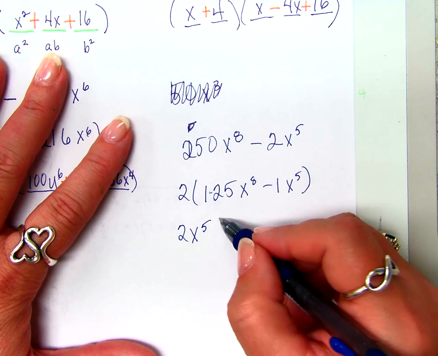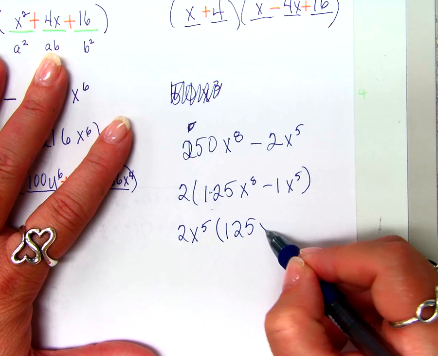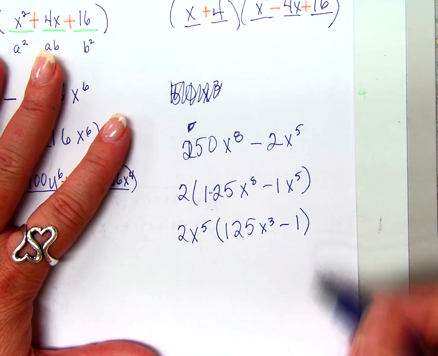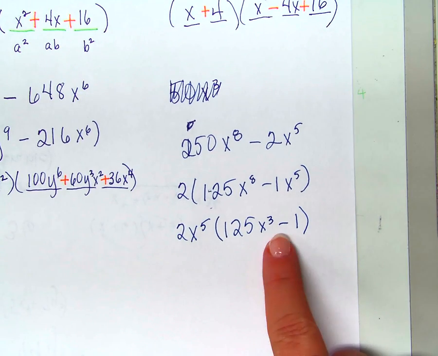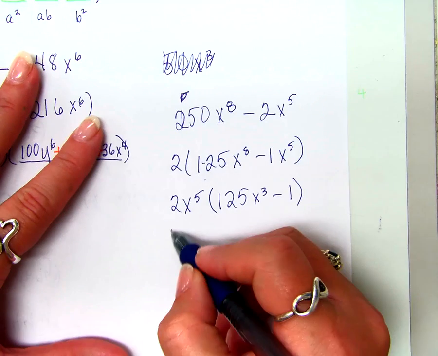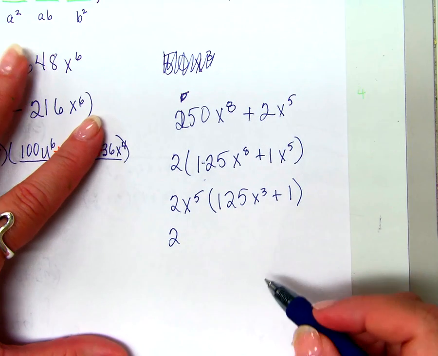If I take out x to the 5th, what am I left with? 125 x to the 3rd, that's exactly right. And nothing, just the 1. Is that the difference of cubes? Yes, it is. So I could go straight. I did already a lot of difference. Let's make it sum, because, you know, that's funner.